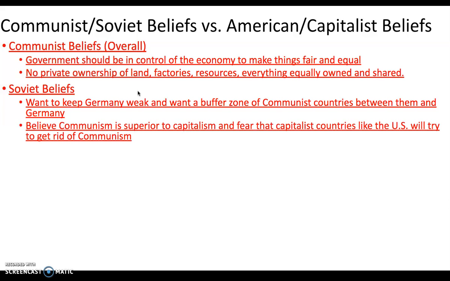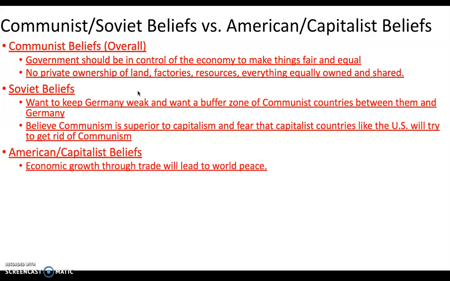So they believe that communism is obviously superior to capitalism. That is why they are the Soviet Union. And they fear that capitalist countries like the United States will try to get rid of communism. We'll take a look at some primary examples from primary documents near the end here, something we would go over more in class if we had the time, with some pretty in-depth documents. That would take more time in class, but we'll talk about them in a little bit.